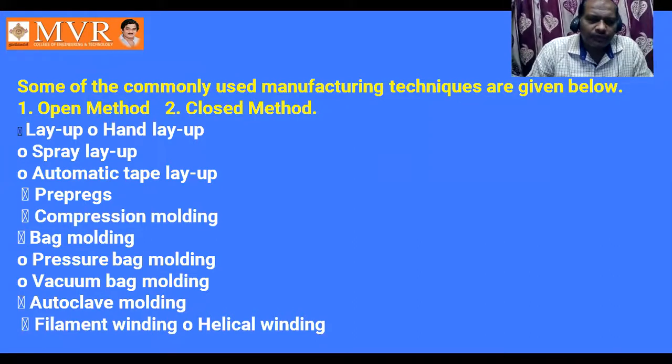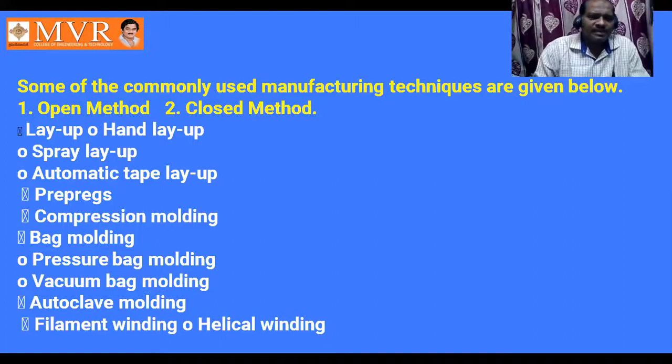Before going to that one, for manufacturing techniques, there is the hand layup method, spray layup method, automatic tape layup method. That's what we have discussed. Pre-preg method, compression molding, bag molding, pressure bag molding, vacuum bag molding, autoclave molding, filament winding, hoop winding, helical winding. Out of these, we have discussed autoclave molding process and filament winding. In this class, we have discussed tape preparation method, and we are going to discuss the hand layup method.